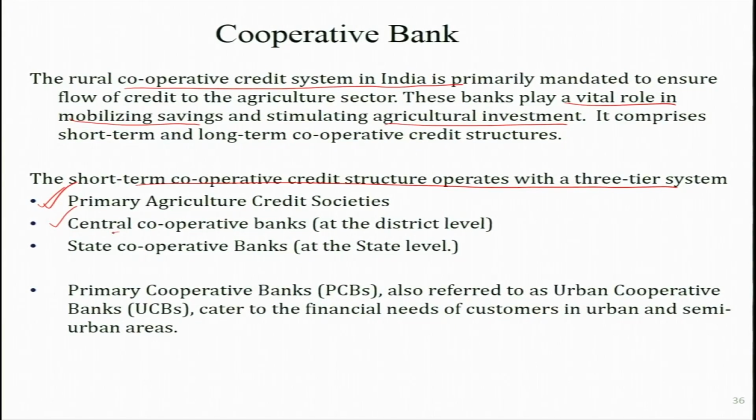This is called central cooperative banks, and the district banks are then connected to the state cooperative banks, that is at the state level. So the primary cooperative banks, also referred to as urban cooperative banks, cater to the financial needs of customers in urban and semi-urban areas.